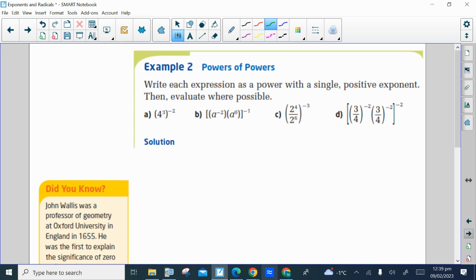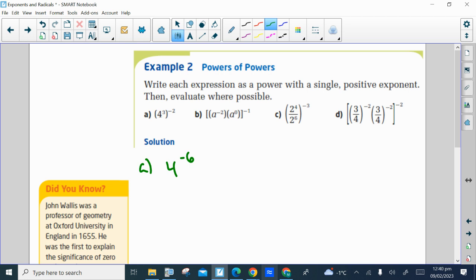On the next page, it says write each expression as a power with a single positive exponent, then evaluate where possible. So what do we do for question A? What do we do to those exponents? Chloe, what do you do to those exponents? Multiply them. You agree with that, Cheney? Yes, because you have one exponent raised to another. So that becomes 4 to the negative 6.